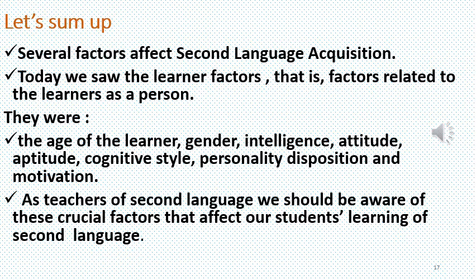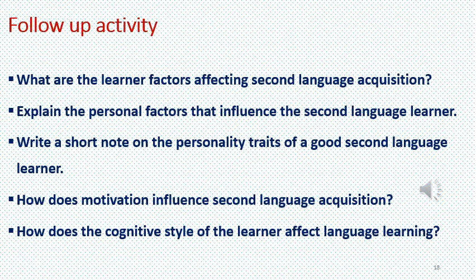Today, we saw the learner factors, that is, factors related to the learners as a person. They were the age of the learner, gender, intelligence, attitude, aptitude, cognitive style, personality disposition, and motivation. As teachers of second language, we should be aware of these crucial factors that affect our students' learning of second language. Shall we have a follow up activity?